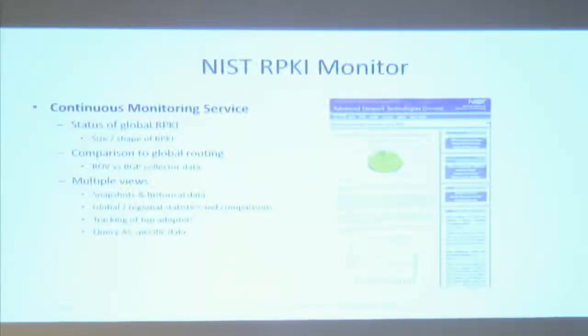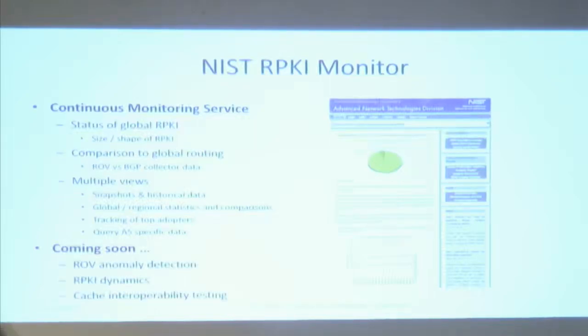Anytime there's a statistic on the site, there's a graph on the site, there's a compare button that typically gives you a comparison across all the different regions in one quick snapshot. We're also interested in looking at top adopters in various ways, of which organizations are actually deploying ROAs and have valid or invalid routes, and you can query specific data out of it.